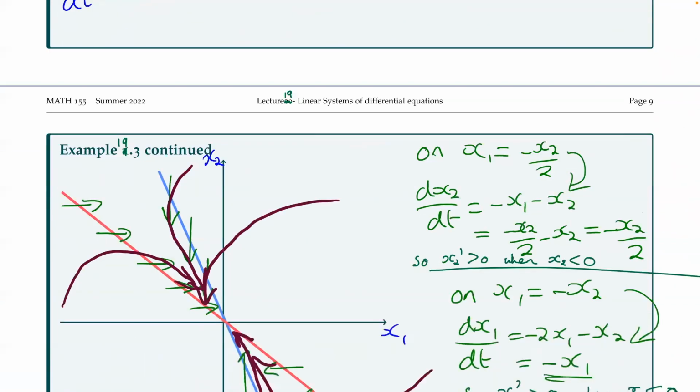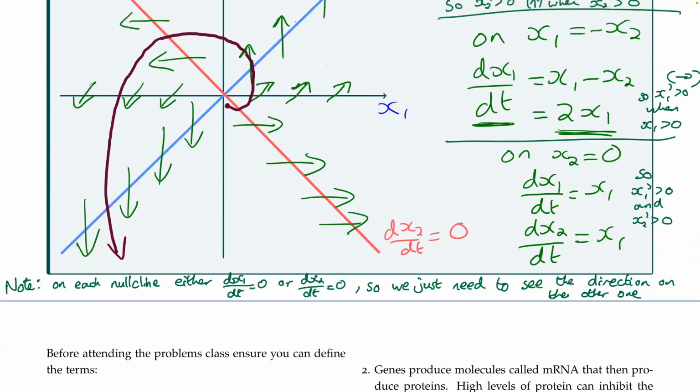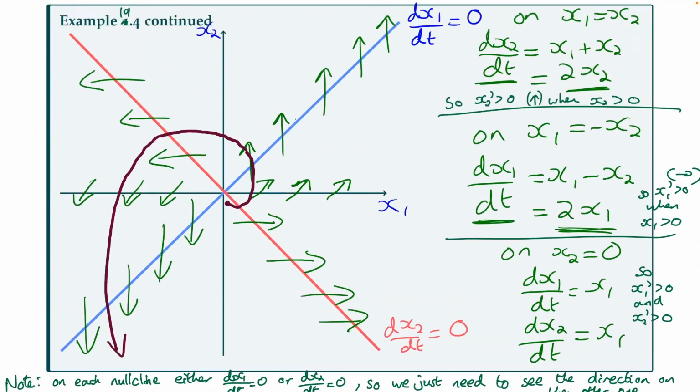There are different examples. There are saddles, there are nodes, and there are spirals. Those are the things that we're going to talk about. As we're going to go through these in class, I won't cover them again here.